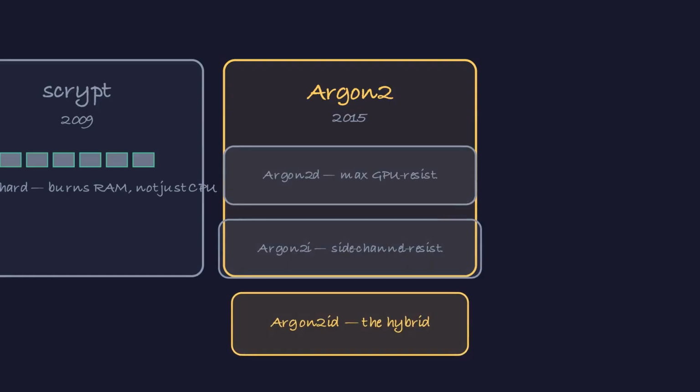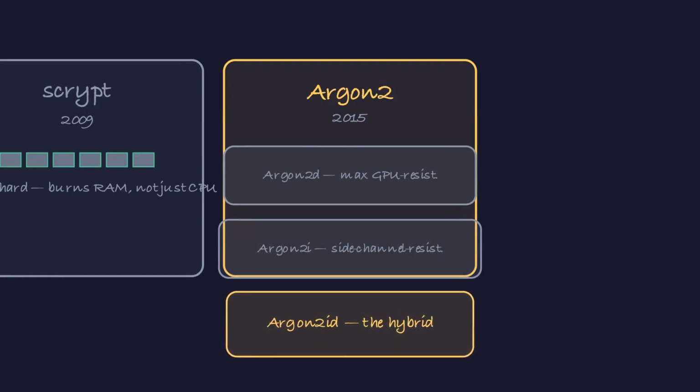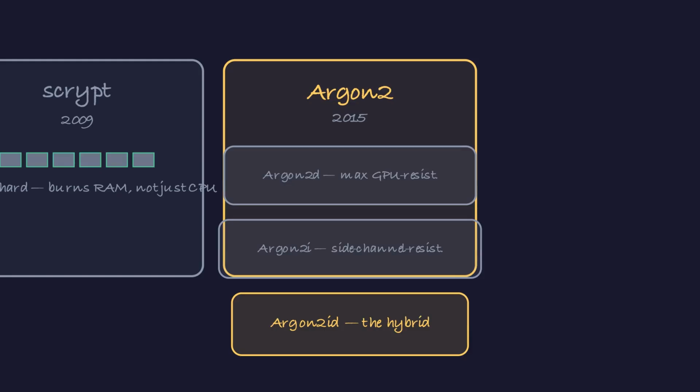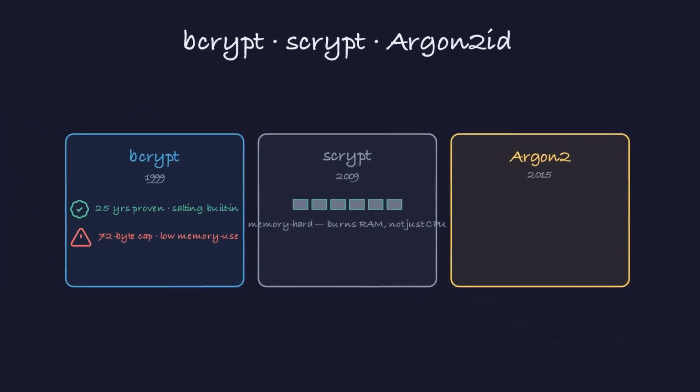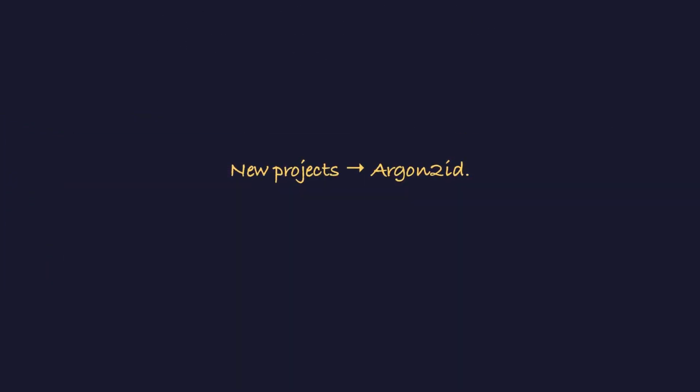Argon2 has 3 variants. Argon2d maximizes GPU resistance, Argon2i resists side channels, and Argon2id, the hybrid, is what OWASP recommends for general use. The bottom line for 2026: new projects should default to Argon2id. Already on bcrypt? It's fine to stay, just make sure new code uses Argon2id.